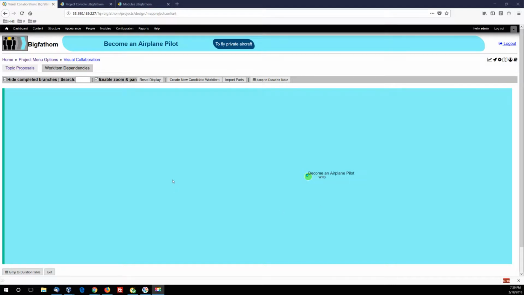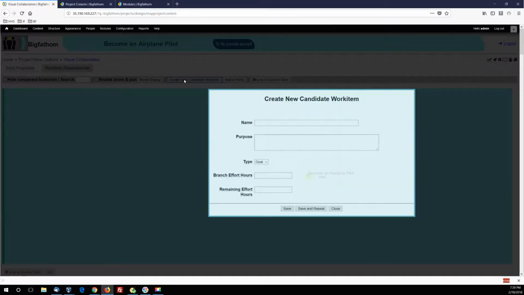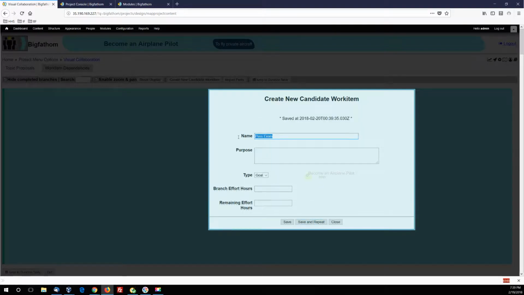We're going to come up with some work items represented here as goals for becoming one. And in no particular order, let's assume to become a pilot, we're going to have to pass some exams. Furthermore, let's go ahead and assume that there's a flight exam. Possibly there's also a written exam.